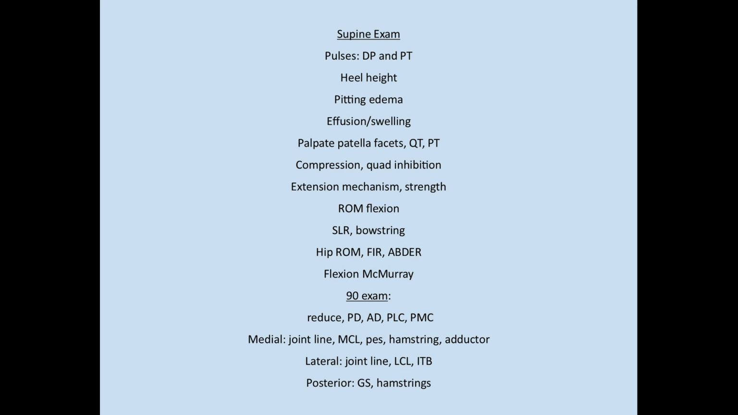bowstring exam, hip range of motion in flexion, internal rotation, and external rotation, flexion internal rotation stress, abduction external rotation stress, flexion McMurray, and transitioning to the 90-degree exam, including reducing the tibia, posterior drawer, anterior drawer, posterolateral corner, posteromedial corner, medial joint line palpation with MCL, pes, hamstring, and adductor, lateral joint palpation with LCL and IT band, and the posterior palpation of the gastrocsoleus and hamstrings.